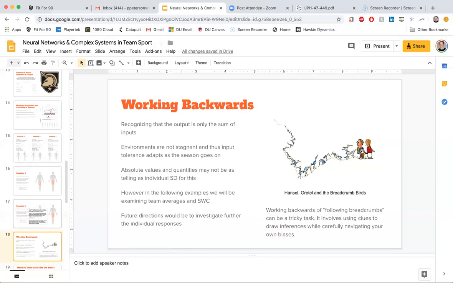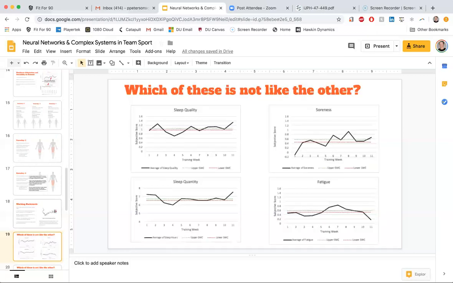Yeah, so working backwards can, of course, be a tricky task. It involves using clues to draw inferences while carefully navigating through your own biases, because there's nothing more detrimental than looking at something through one lens throughout the course of a season, knowing that that lens should be as adaptive as your environment is, or you're only going to be accounting for those things that you previously thought you weighed heavy on.